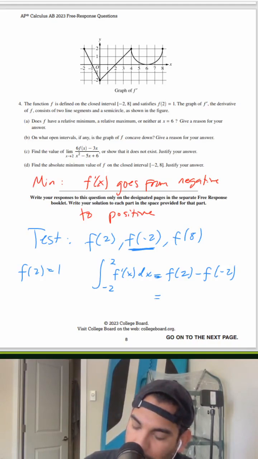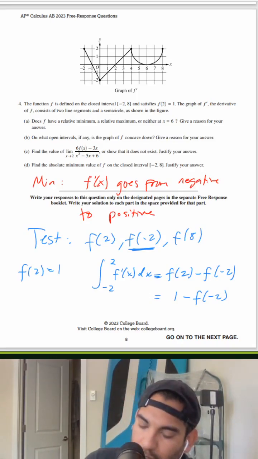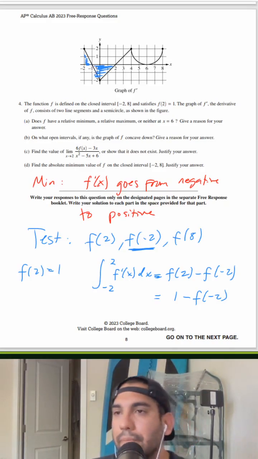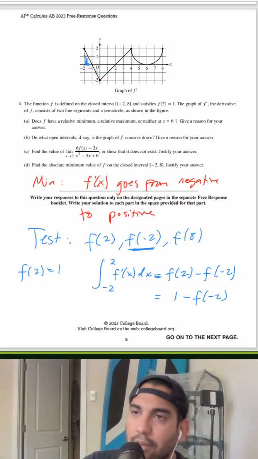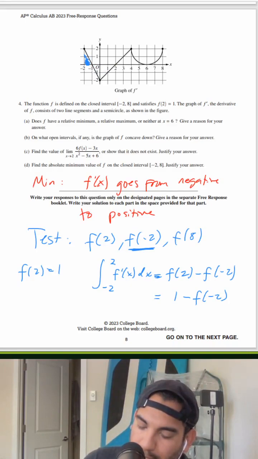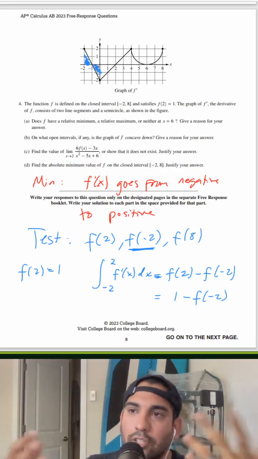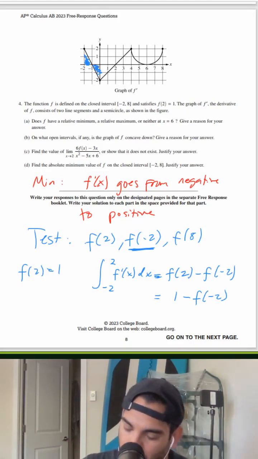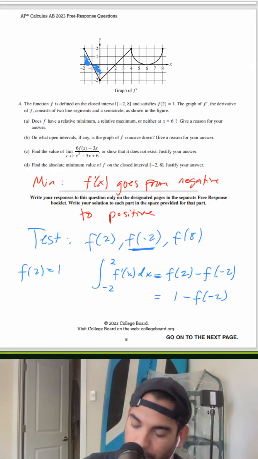Now, on the right side, f of 2 is 1. We're trying to find f of negative 2. And on the left side, the integral from negative 2 to 2 is literally just the area underneath the curve from negative 2 to 2. Now, how are we going to find that? Well, you can go ahead and take the area of all these triangles. But if you notice from negative 2 to 0, these two triangles are the same. One's on the top, one's on the bottom. So that's just going to be 0. We're not even going to worry about that. So all we really need to do is find the remaining area, and that's that one triangle.